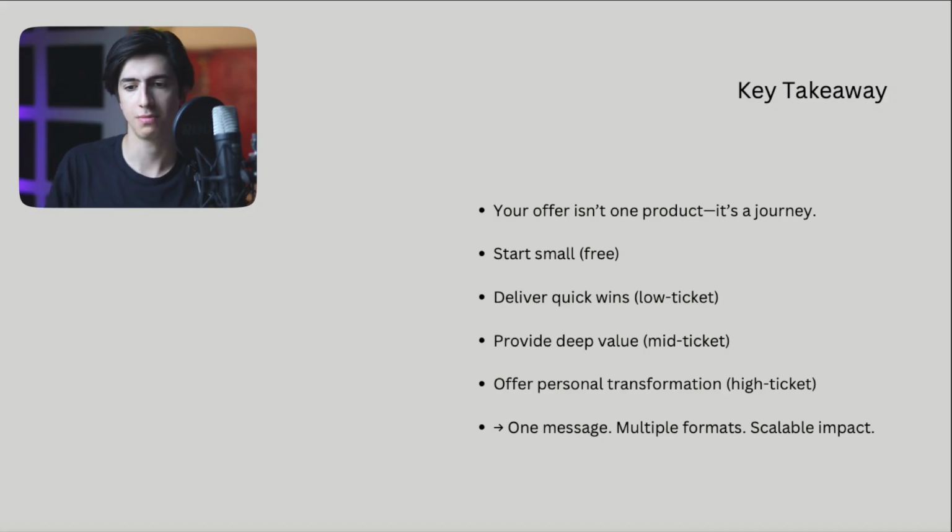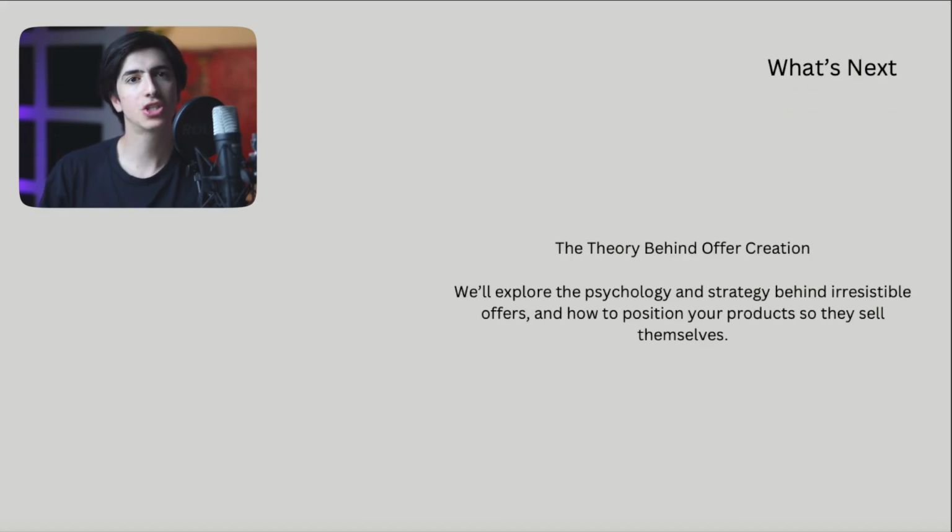So you start small with something free, then you deliver quick wins with your low ticket offer, you provide deep value with your mid-ticket offer, and you offer personal transformation that guarantees to solve all of the problems of your target avatar in your high-ticket offer. This is, with one message, multiple formats and scalable impact, right? So this concludes the offer ecosystem that we described about turning your passion into 4 different offers and creating this value ladder.